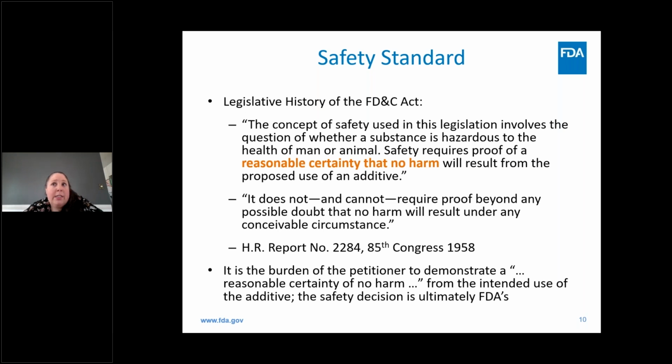And as previously mentioned, that safety standard language is prescribed directly in the 1958 Food Additive Amendment, where it states that safety requires proof of a reasonable certainty of no harm from consumption of the substance. And so what does this mean practically? Well, due to the inherent limitations of science, FDA cannot guarantee with absolute certainty the absence of any risk from consumption. So we evaluate the available science to determine whether there is a reasonable certainty of no harm to consumers.